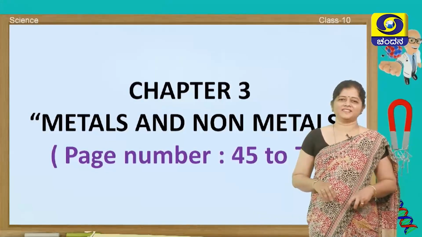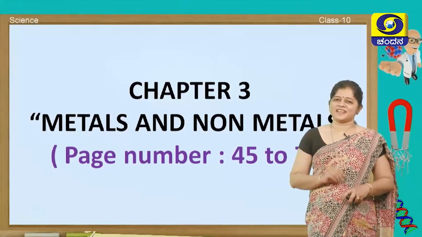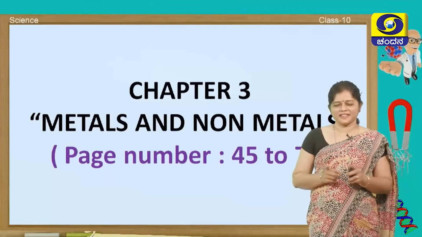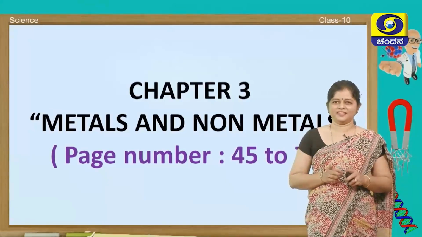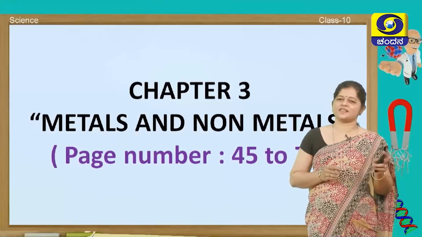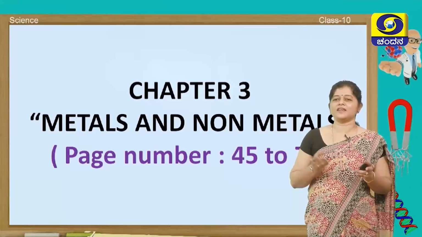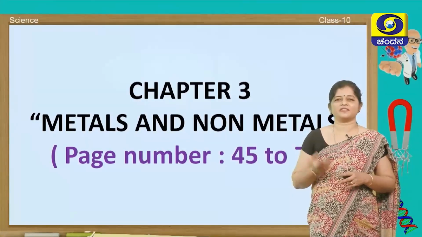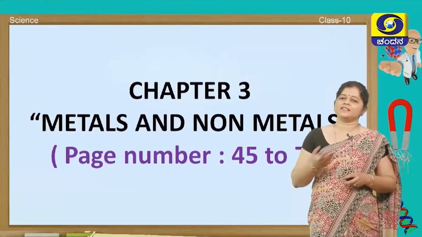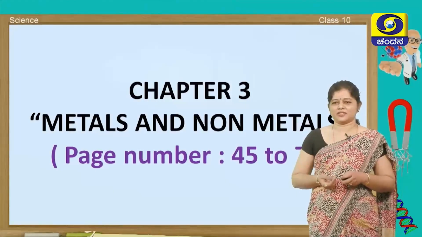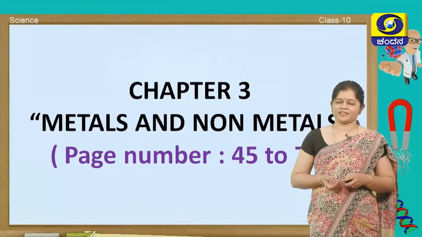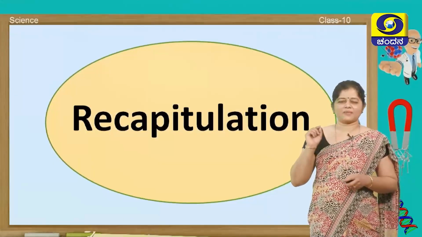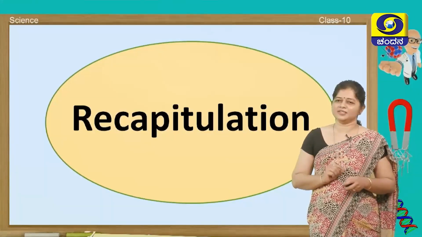Hello children. In today's class we'll learn about metallurgy and corrosion. So in the previous 3 sessions you have learnt a lot about the physical and chemical properties of metals and non-metals, and in the previous class you learnt about ionic compounds and their properties. Let's have a small recapitulation of what we learnt in the previous class.